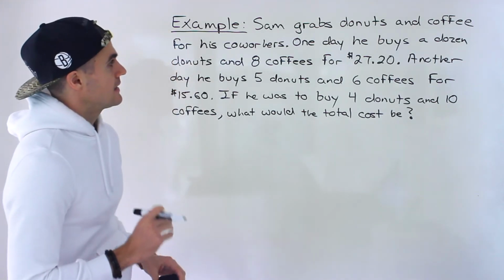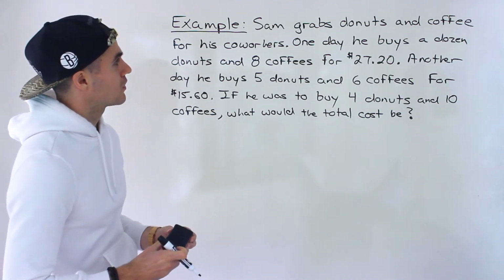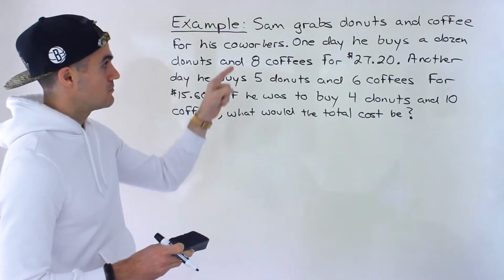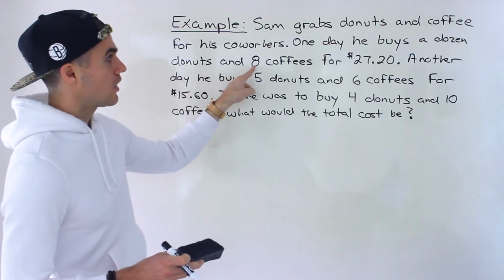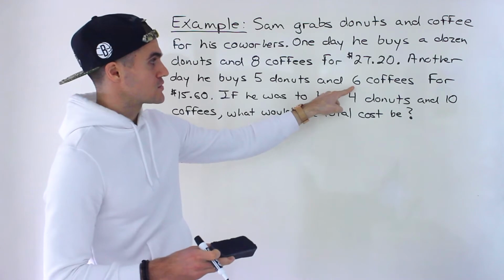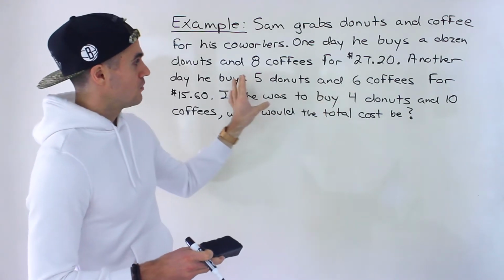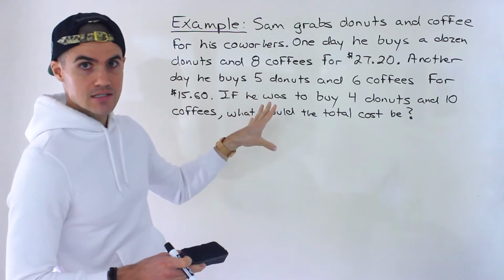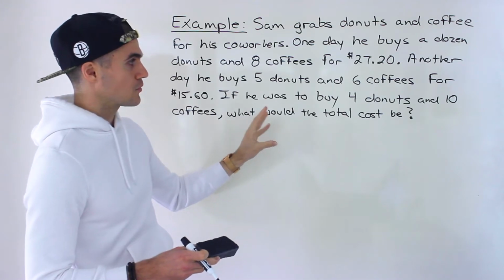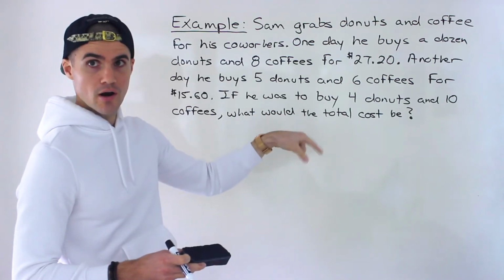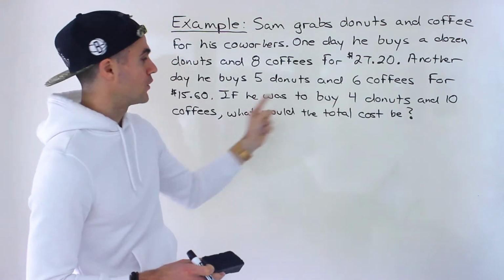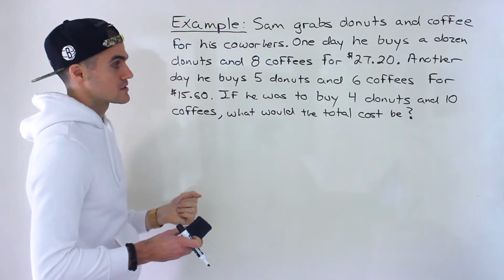So notice that in this particular case, we are given the quantity of items that Sam is buying, right? He buys a dozen donuts, 12 donuts, and 8 coffees for this amount. And then another day he's buying 5 donuts and 6 coffees. So these are the quantities. And so the unknown in this case is the price per donut and the price per coffee. So that's what we're going to have to solve for first. That's going to be our x and y variables. And then once we have the price per coffee and donut, we can figure out what 4 donuts and 10 coffees is going to cost Sam.